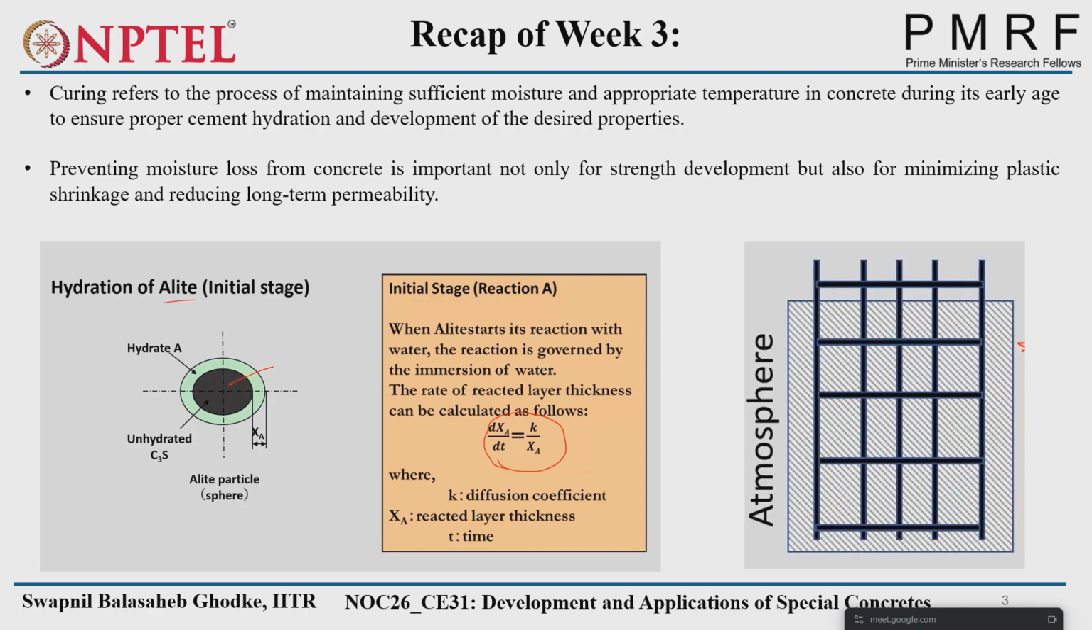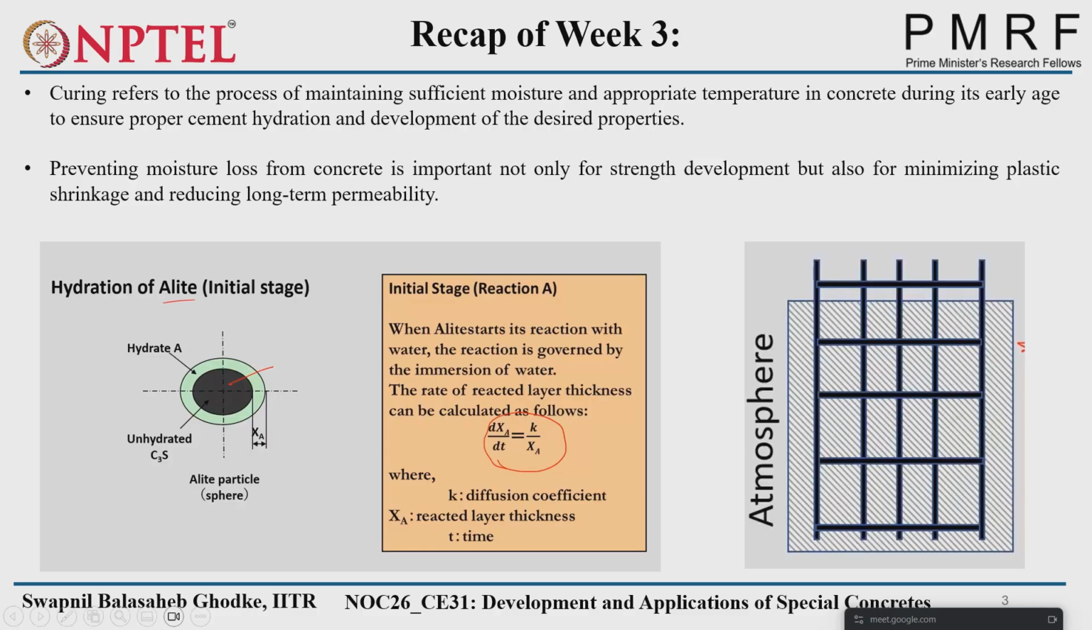In the last lecture, Professor Mishra sir also explained a student's doubt, I think, about whether all the particles of cement get hydrated or not. This is also explained in the week 3 lectures. We have the hydration of alite. Alite means the C3S phase, that is tricalcium silicate. Once it is in contact with water, the thickness of the surrounding hydration products goes on increasing. That is indicated by XA.